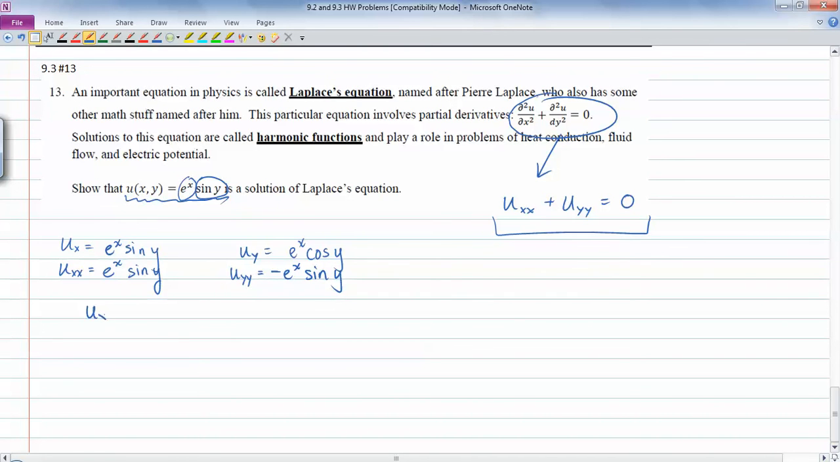And so then if we check to see, does it fit in Laplace's equation? What's u sub xx plus u sub yy? Well, it's e to the x times sine y, minus e to the x times sine y, which is 0. So it works.